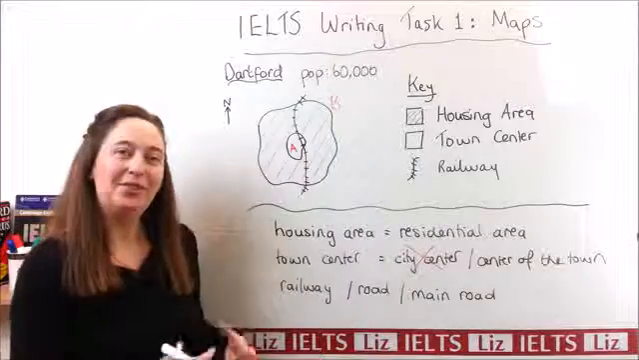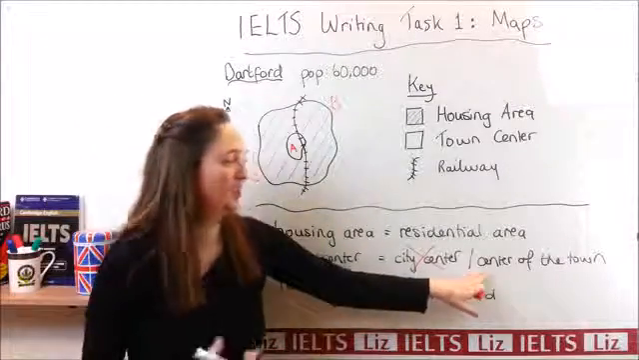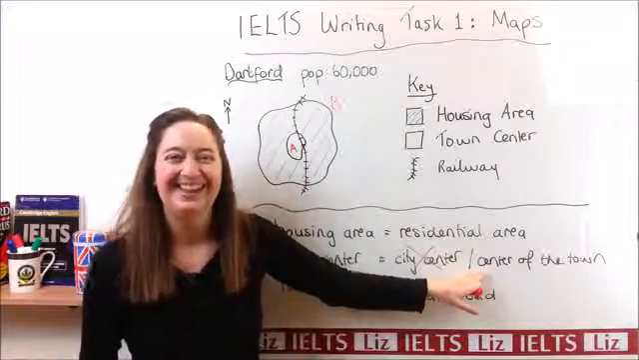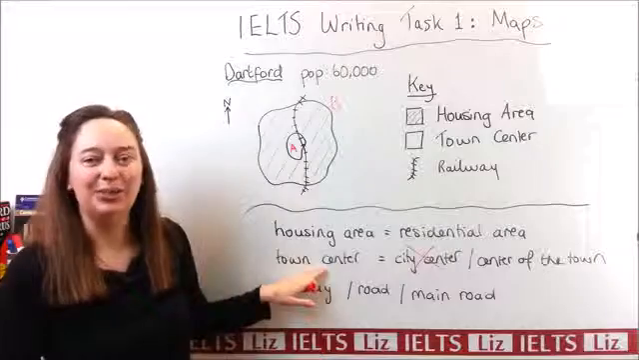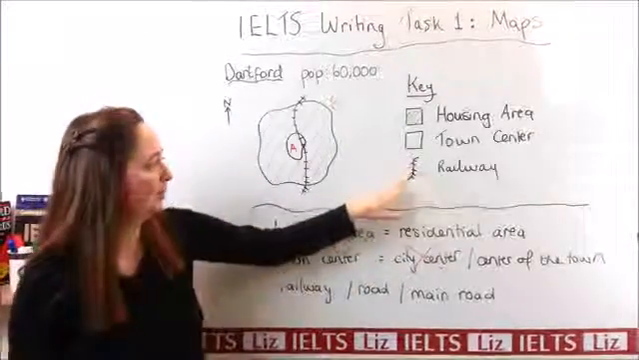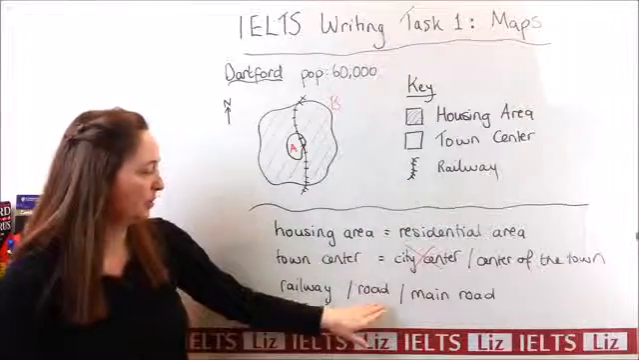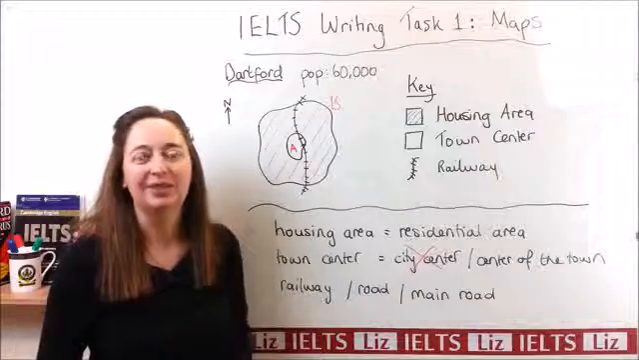So the only other way that we could write town centre would be the centre of the town. So that's the only other way. But really, you will need to use those words. It's fine. And of course, this symbol here is the railway. It's also possible to have roads or main roads. So just take a look at your map.